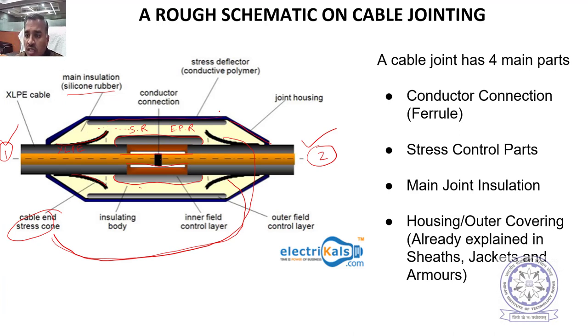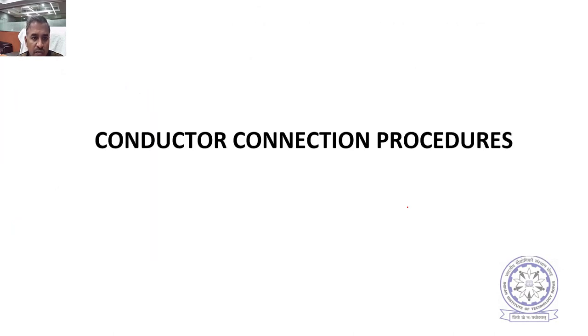A cable joint has four main parts: conductor connection, ferrule, stress control parts, main joint insulation, and then housing or outer covering. The stress control parts are mainly this stress cone. And the outer covering or housing was already explained in sheets, jackets and armors. So these are all the main parts of a schematic of cable jointing.